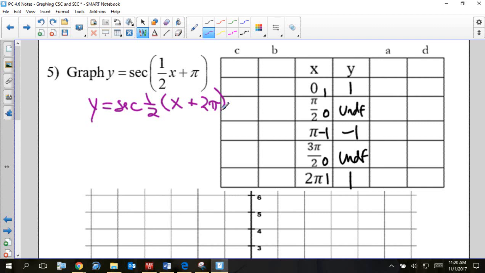We always want to do multiplication before adding or subtracting. So multiplying, what does that 1/2 do? It multiplies by 2 on the x side. Is that going to change my asymptotes? If it's on the x side, it will. And then what happens next? Left 2 pi, so I'm going to subtract 2 pi here.